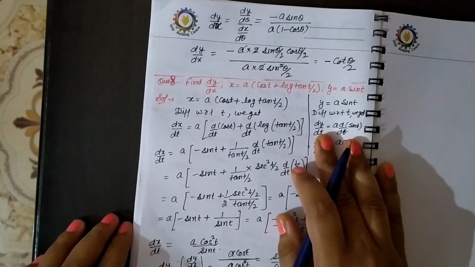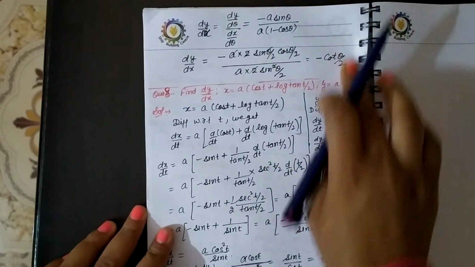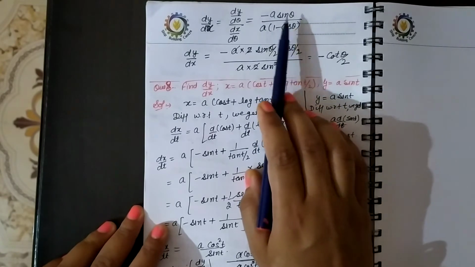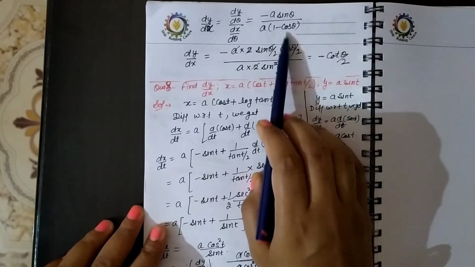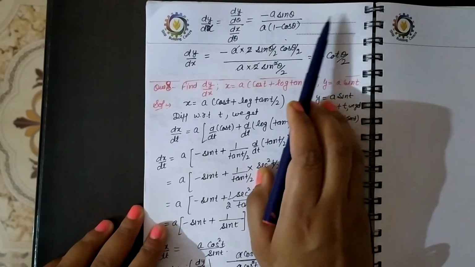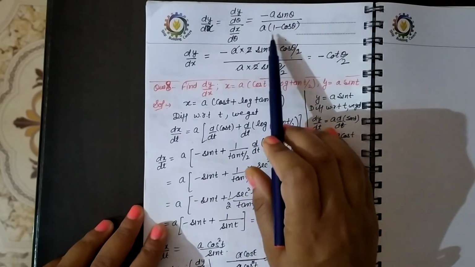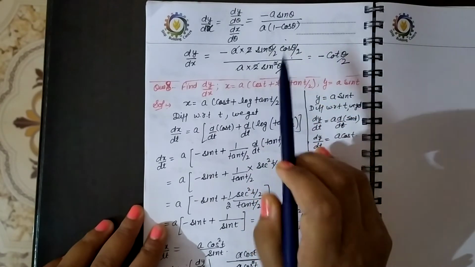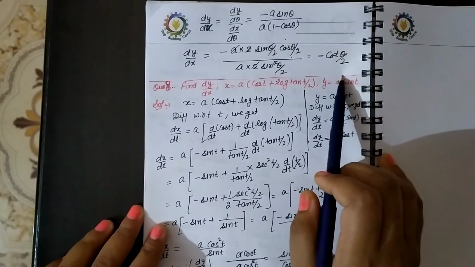So put the value to find dy by dx. So dy by dx is equal to dy by d theta upon dx by d theta. So put the value. So minus a sin theta and a into 1 minus cos theta. So sin theta you can write 2 sin theta by 2 cos theta by 2, because sin 2 theta is equal to 2 sin theta cos theta. Okay. Now what is the formula of 1 minus cos theta? That is 2 sin square theta by 2. Okay. Applying the formula, cancelling the terms, we get minus cotangent theta by 2.